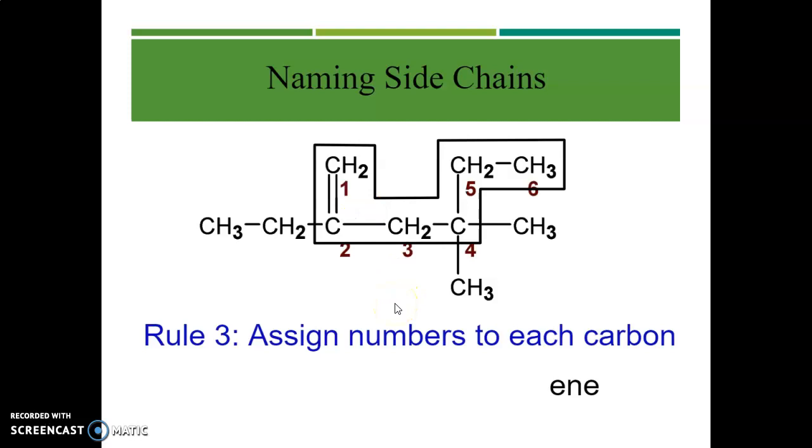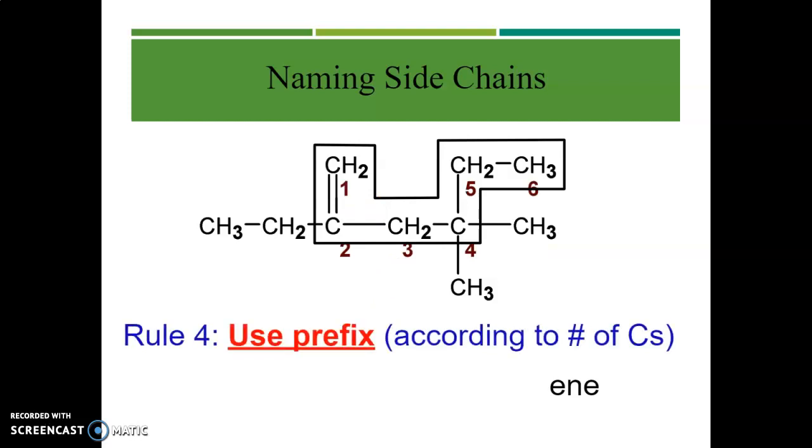Okay? Once I've assigned my numbers, then I have to use my prefixes based on how many carbons I have in the parent chain. Because I have 6 carbons, I know the prefix for 6 is hex. So I know I have a hexene. But with the double bond, I also have to say, where is that double bond? If there were no double bonds, then hexane would have been just fine. But because there is a double bond, I have to say that it's on the first carbon. It starts on the first and ends on the second. So that's actually 1-hexene. Okay?